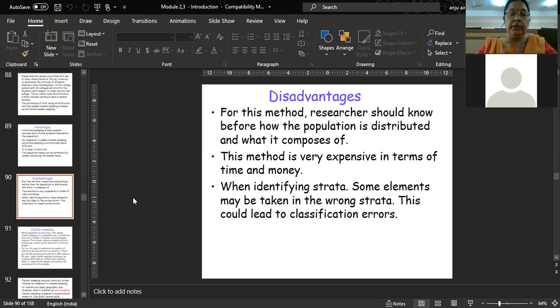So when he is dividing the population into different subgroups, he can make a mistake. He may include wrong elements into the wrong group. When he is doing classification of different groups, maybe he will wrongly put some elements into some groups. So such kind of mistakes can happen. So these are the disadvantages of using this stratified sampling technique.